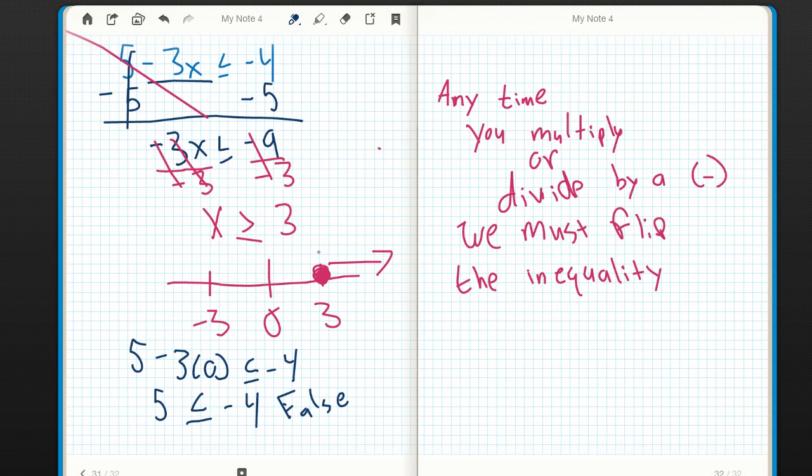So always check. If you ask me or Mr. Polito in class, hey, did I get it right? I'm going to ask you to show me your check numbers. Okay, so I want you to use 0. The only time you don't use 0 is when your starting point is at 0. I want you to use 0 because that is the easiest one to check. So we're always going to use 0 to check. Okay, so now let's do another one.